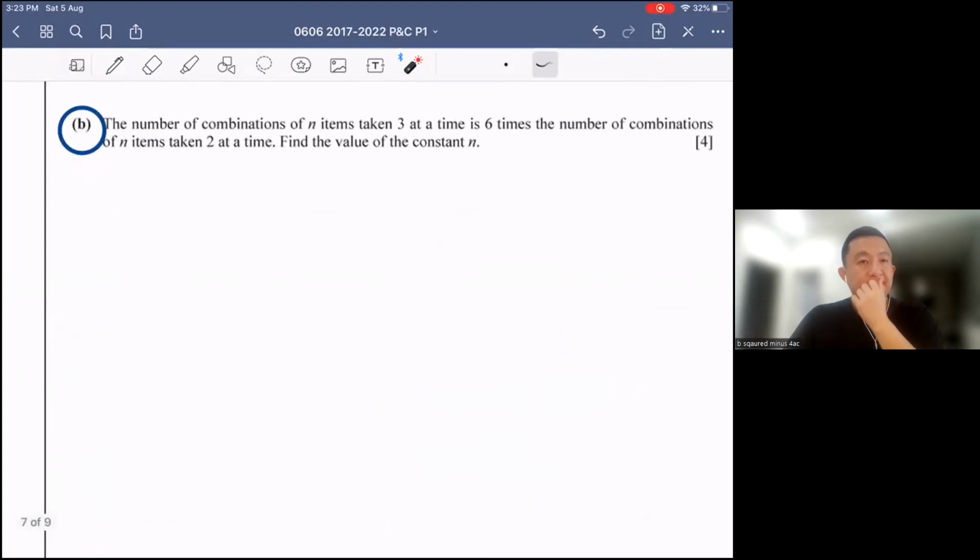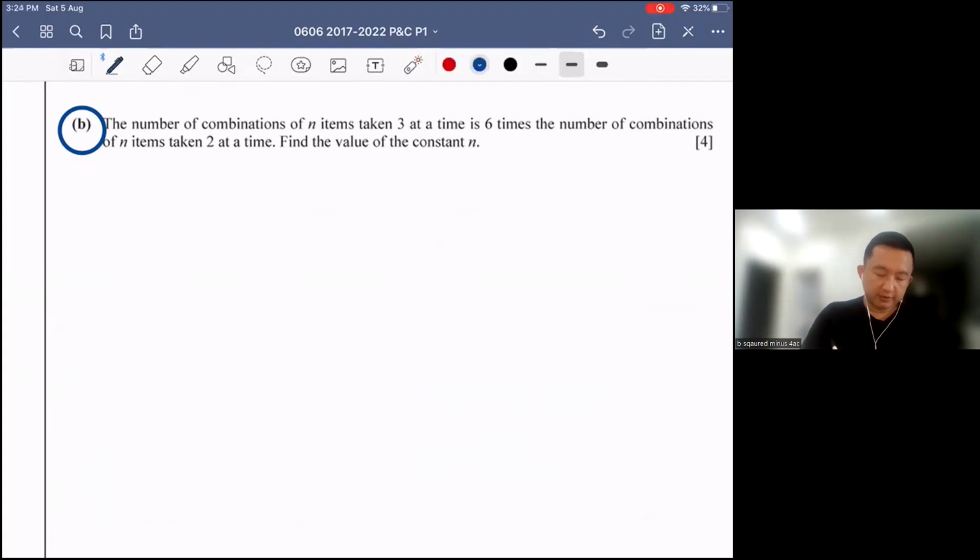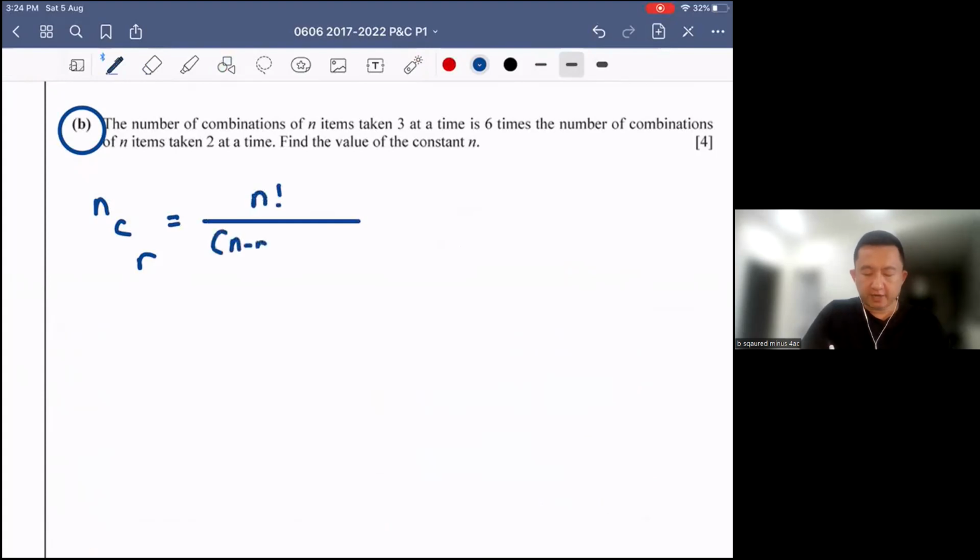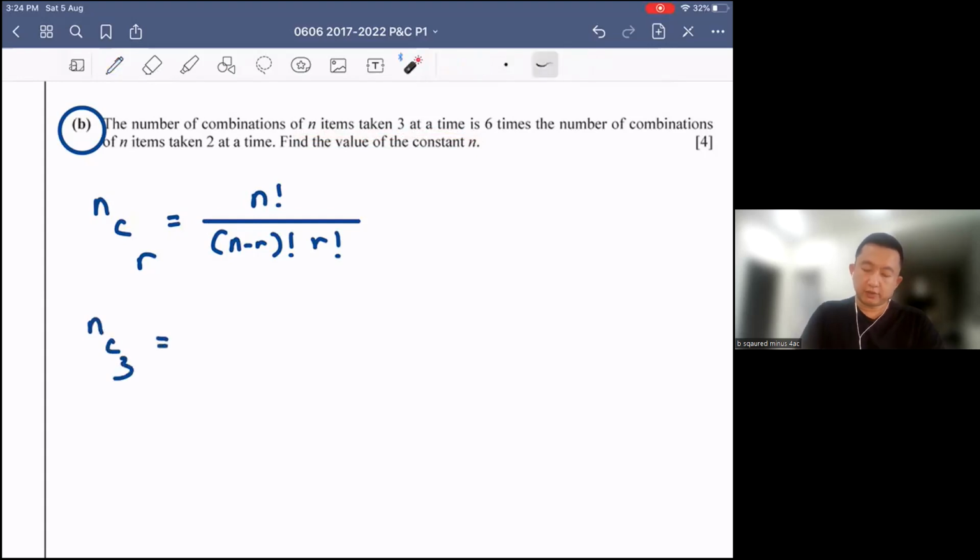Okay, let's talk about this. All right, this one you have to be very familiar with the nCr formula. Remember this nCr formula? nCr is the same as n factorial over n minus r factorial, r factorial. So we are doing this, okay? N items taken 3, so nC3 equals 6 times the number of competitions, which equals 6 times nC2. That's the equation, okay? And you find n.